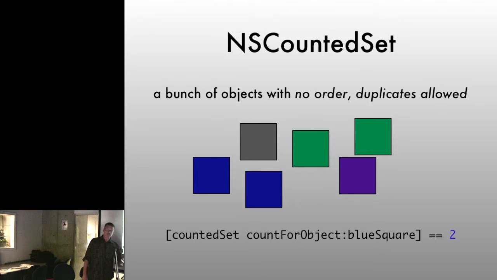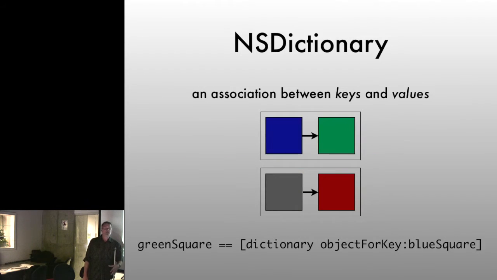That allows you to also use a new message called count for object, which takes you start with the collection name, count for object is the message, you pass the object in that you're looking for, and it'll give you the number that are in there. Also much faster than using an NS array. An NS dictionary is a really key critical component of Cocoa.